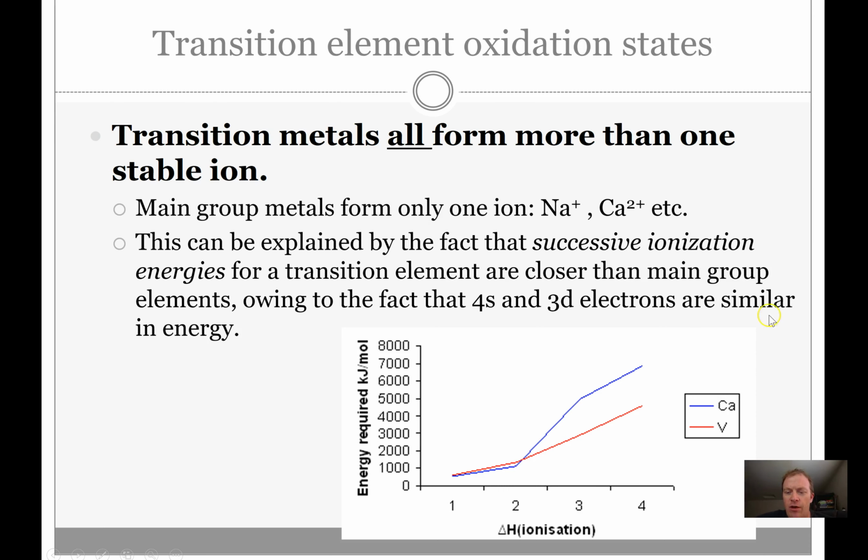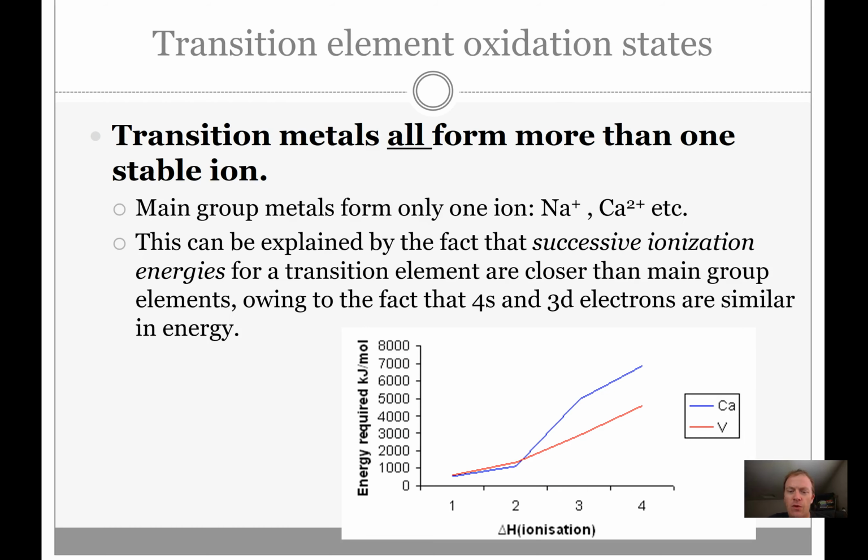So here we have a main group element, calcium, compared to a transition element, vanadium. And you can see that there's definitely a faster and greater increase in ionization energies in calcium as compared to vanadium. So the successive ionization energies are more similar. It's just not as steep of an increase in successive ionization energies.